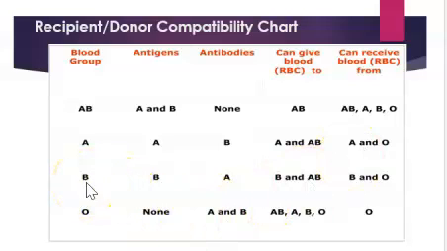Okay, if you are blood type B, you have B antigens on your red blood cells, and you have A antibodies in your plasma, and you can give blood to a B person or an AB person, but you can only receive blood from a B or an O person. And finally, the O blood group, you do not have any antigens on your red blood cells, but you have antibodies in your plasma to A and B. You can give blood to AB, A, B, or O, and then you can only receive blood from other people with type O.